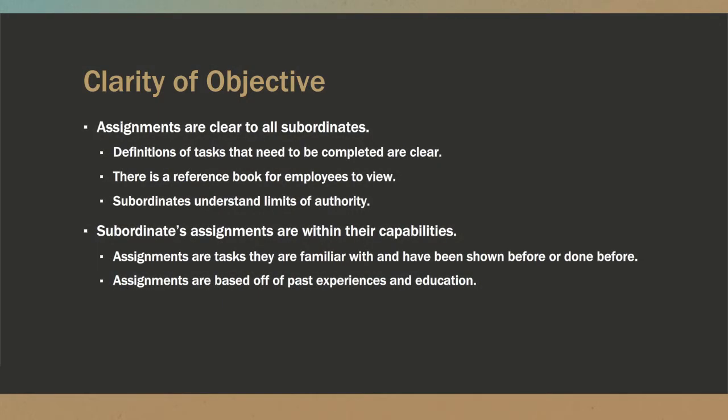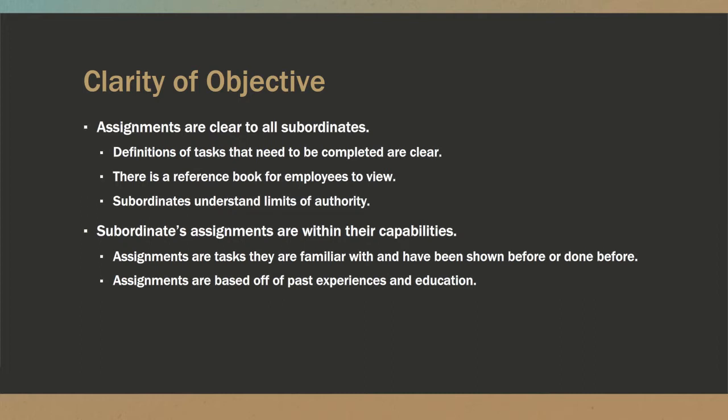The first important area of delegation is clarity of objective. All employees need to know the required outcome in order to do the job correctly. All assignments need to be clear to subordinates, so if there's a reference book or a picture they can look at, let them see that. This will help a lot.